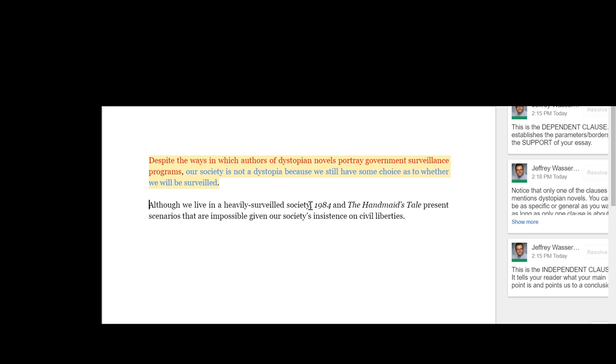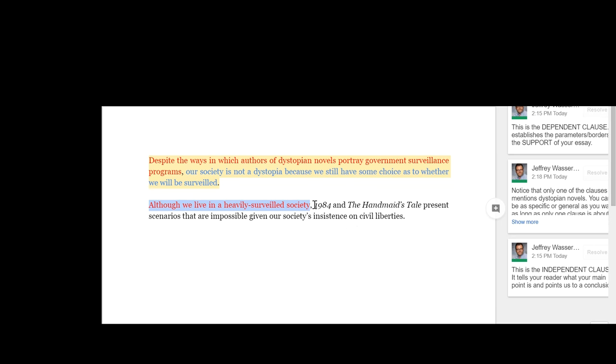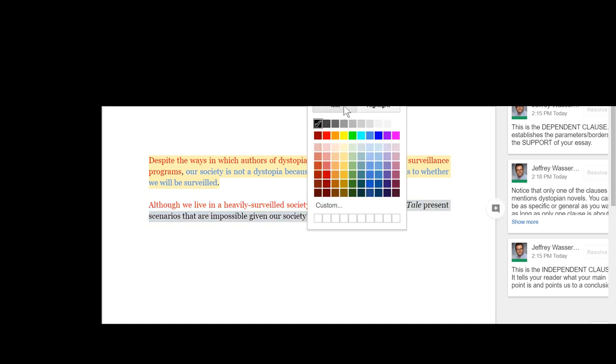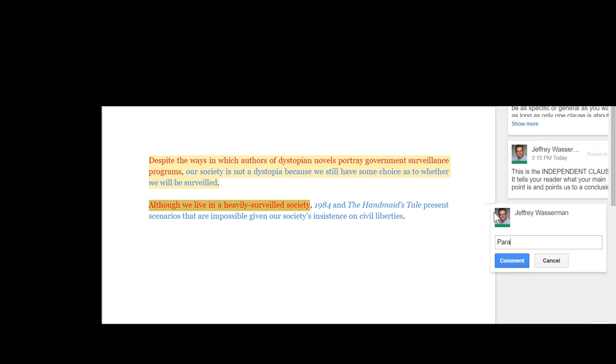So in this case, we're going to get most of our information in the essay about our heavily surveilled society here in the United States in 2021. Whereas the conclusion is going to be more about 1984 and The Handmaid's Tale and why our society is not like the societies presented in those novels.